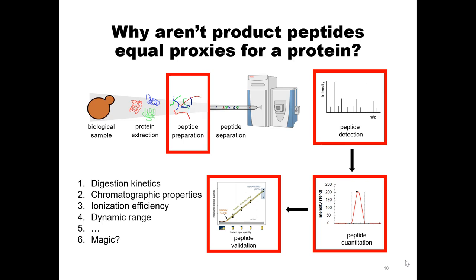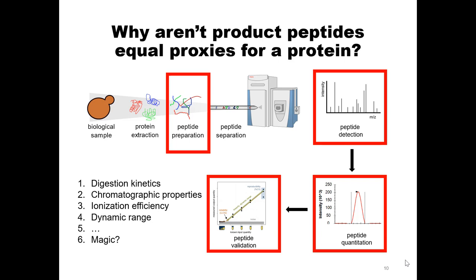Why aren't they the same? If they came from the same protein, we might want to say, of course, they should give us the same signal and they should have the same properties. And that's not true for a lot of reasons. One reason is, as we were talking about with sample preparation, how I could digest it differently. Different peptides, even if they're from the same protein and under the same conditions, will digest differently. So digestion kinetics is one reason why peptides might have different properties in the mass spectrometer.